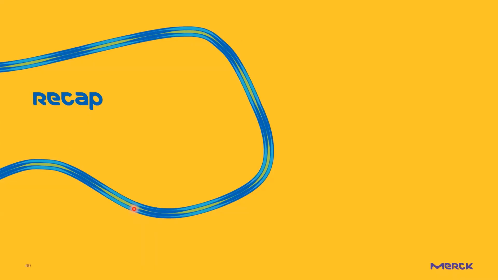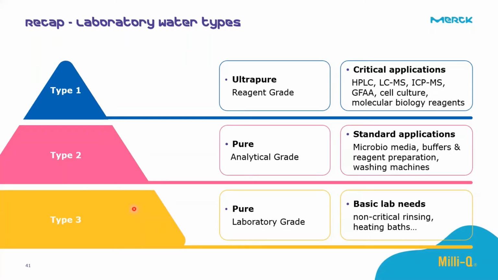So to just recap what we have just gone through, we have 3 types of water: type 1, type 2, type 3, type 1 being the most pure, and type 3 being the least pure. Type 1 is for critical applications: HPLC, LCMS, ICP-MS, graphite furnace, atomic absorption, cell culture, molecular biology, and reagents. So if you have any of these critical applications, you need a type 1 water purification system in your site.